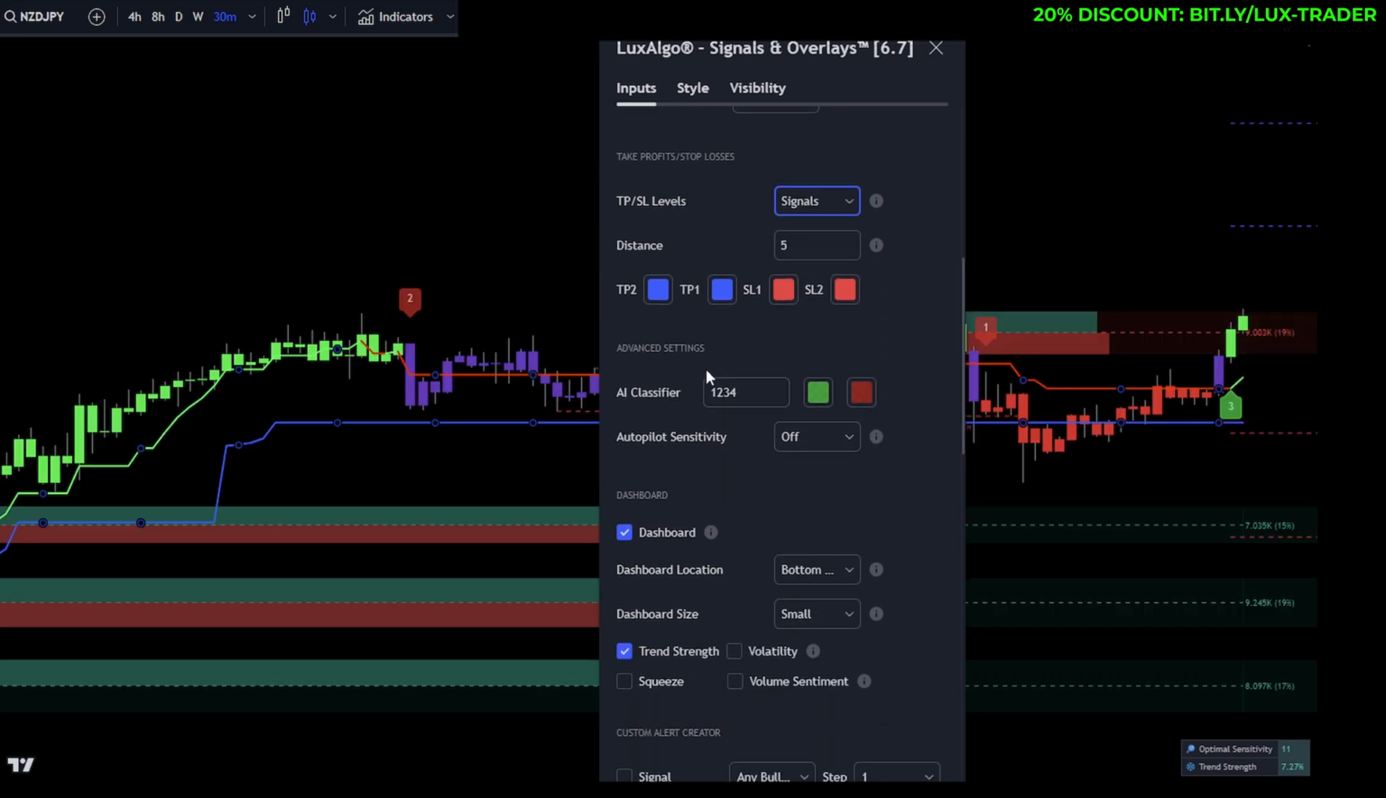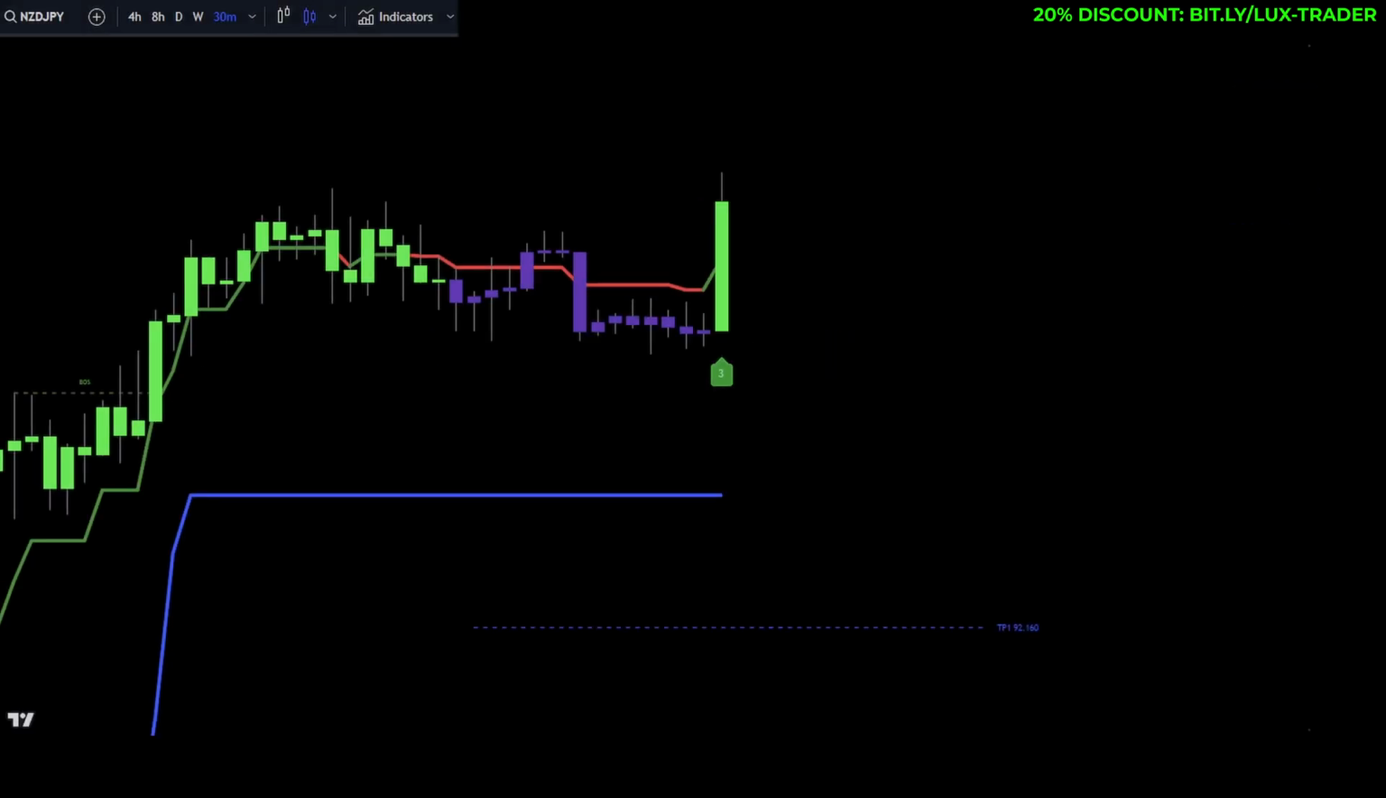And finally, for the last crucial adjustment, you want to set the AI classifier to 3 and 4. And depending on your chosen time frame and the volatility of the asset, you want to set the autopilot sensitivity to short, mid, or long term. I'll go with mid-term for trading the New Zealand dollar Japanese yen on the 30 minutes time frame. Now let's learn the complete rules for buying and selling with this strategy.